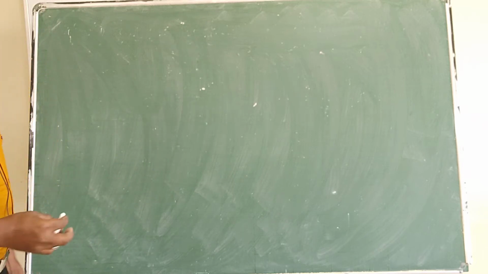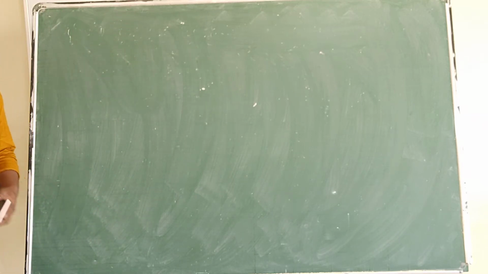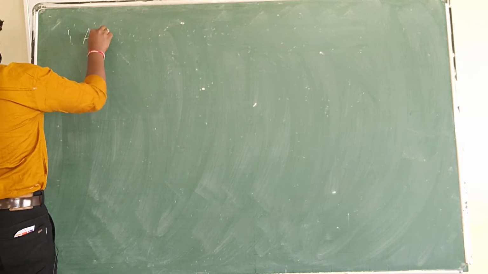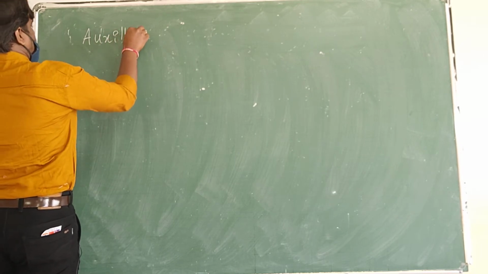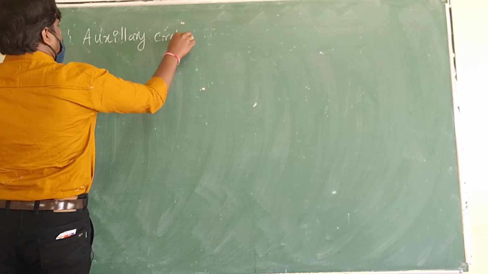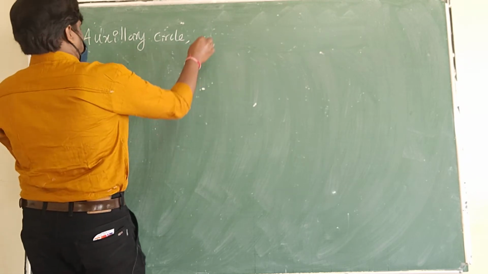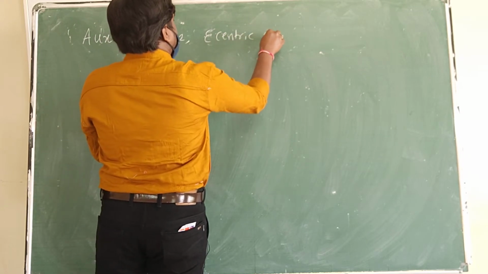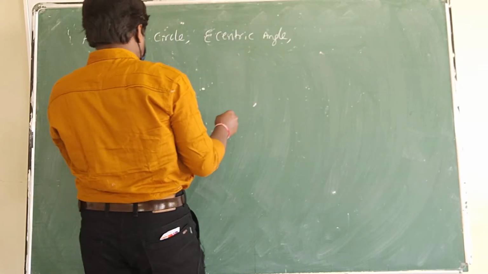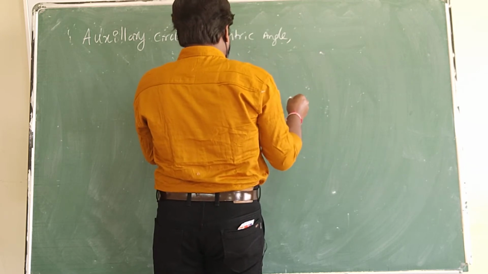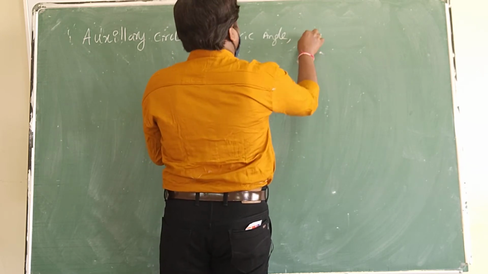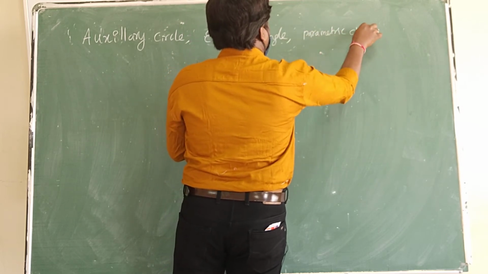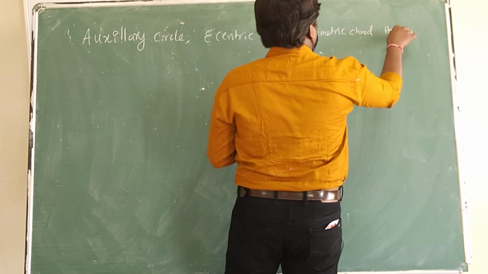I am talking about hyperbola. Next concept is auxiliary circle. Write auxiliary circle. Eccentric angle and parametric chord of hyperbola. So these all things we are going to learn now.